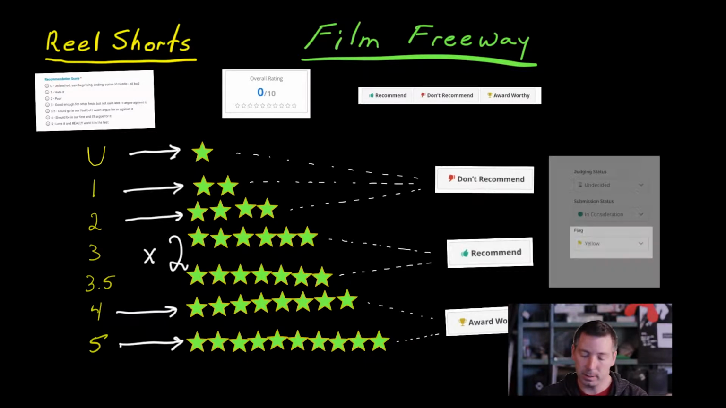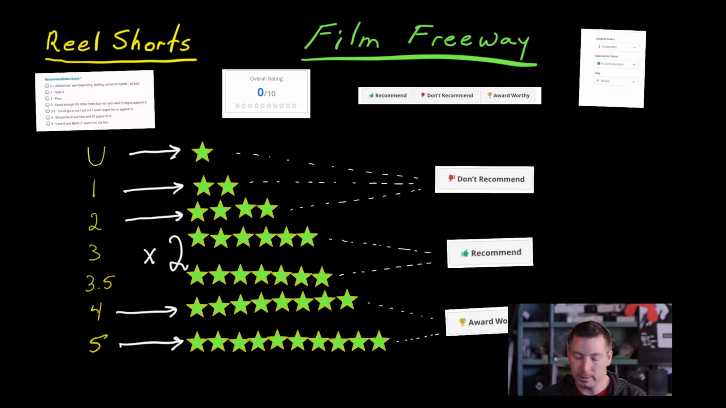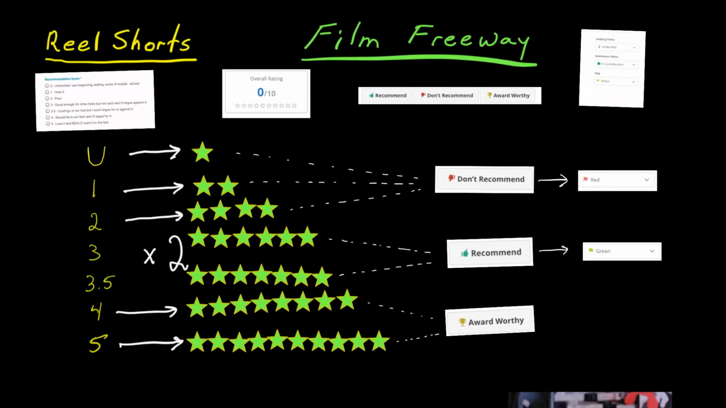Then from those recommend, don't recommend, or award worthy, right near the end we'll need to change the flag color as well, but I'll just show you that right now. If it's don't recommend, which is the red thumbs down, then we simply use a red flag. If it's recommend, green, green thumbs up. The award worthy is a little bit different in that we've already used a yellow flag as a yield, so we're going to use an orange flag, kind of representing the gold or award worthy in the trophy there. And that's how we change our real short score into Film Freeway scores.